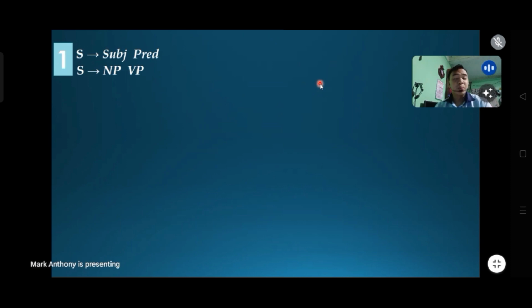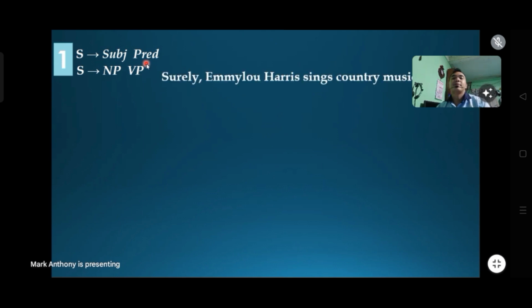So the phrase structure rule that we have is the sentence. Here we have the letter S, which stands for sentence, and it consists of subject and predicate, or noun phrase and verb phrase. For example, we have here: "Surely Emmylou Harris sings country music." That is an example of a sentence.